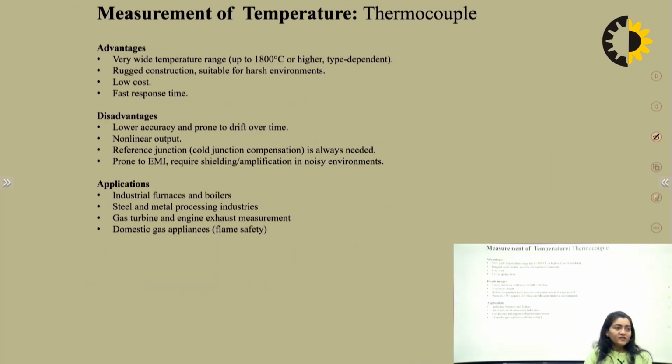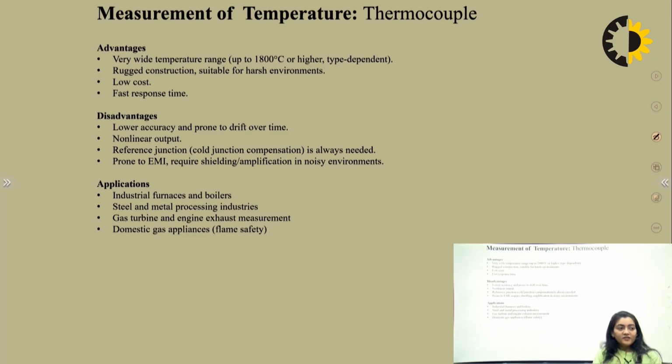Now, what are the advantages? Very wide temperature range up to 1800 degrees centigrade or higher, rugged construction suitable for harsh environments, low cost, fast response time. Disadvantages: low accuracy, prone to drift over time, non-linear output, a reference junction, that is cold compensation, is always needed, and it is prone to EMI, requiring shielding and amplification in noisy environments.